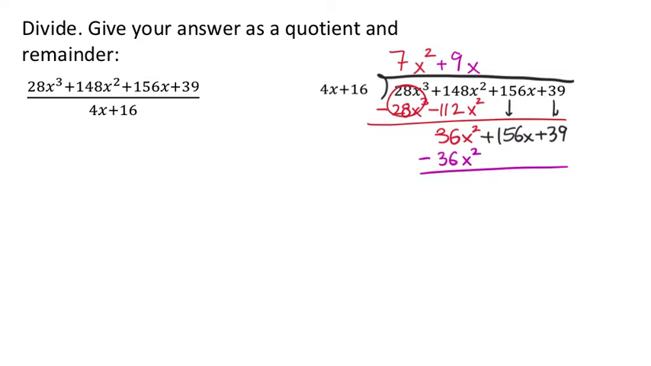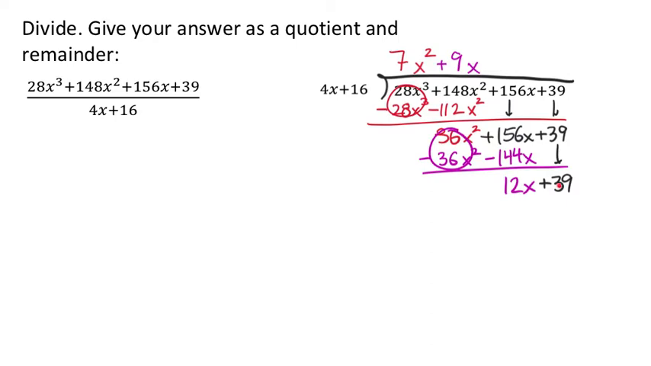Then I have to do 9x times 16 as well, which would be 144x also have been used. So that zeroes those x squareds out as planned. I've got 156 minus 144, I believe that's 12x. And then we'll drop positive 39.